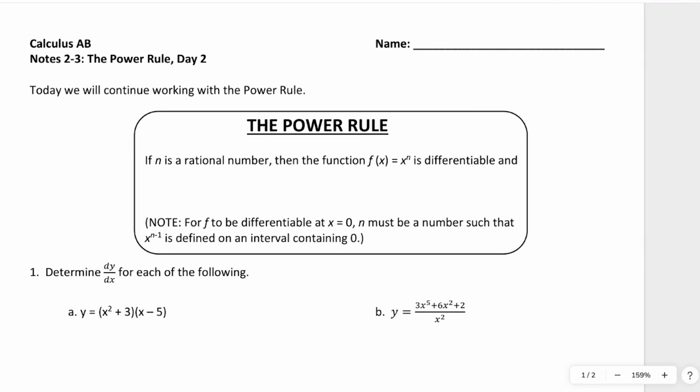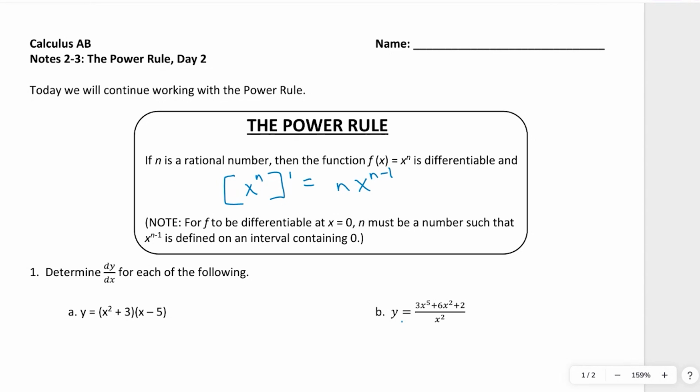Hey, welcome back. Today we are going to continue to work with the power rule. And just as a reminder, basically what the power rule says is if you're trying to differentiate a term that has x and some exponent, then to differentiate that without having to go through the limit definition of the derivative is to just bring that exponent down to be a coefficient and reduce the power by 1.